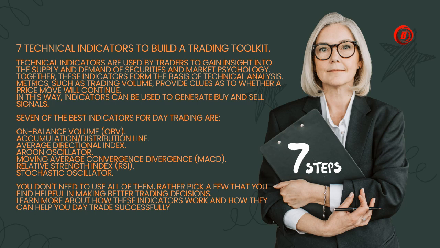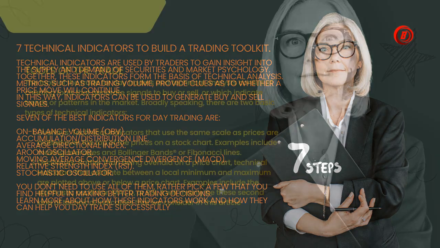7 of the best indicators for day trading are: on-balance volume, OBV; accumulation, distribution line; average directional index; Aroon oscillator; moving average convergence divergence, MACD; relative strength index, RSI; stochastic oscillator. You don't need to use all of them, rather pick a few that you find helpful in making better trading decisions. Learn more about how these indicators work and how they can help you day trade successfully.